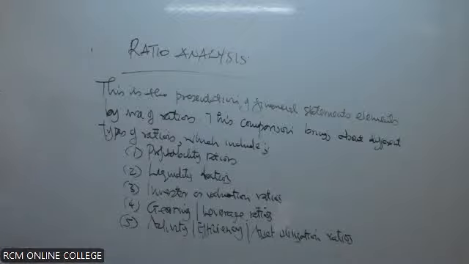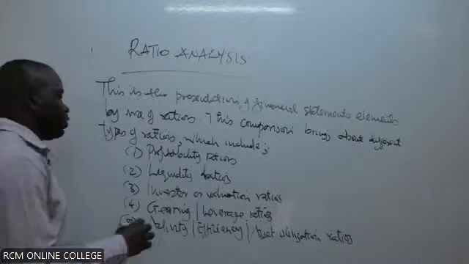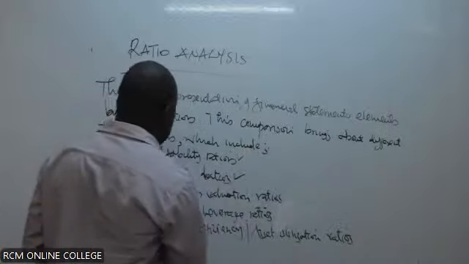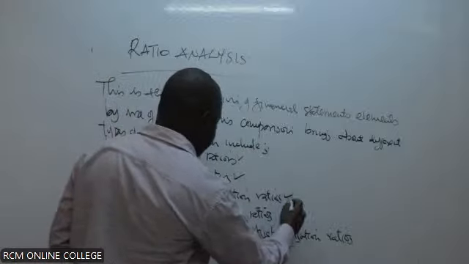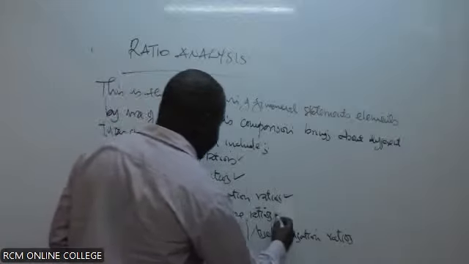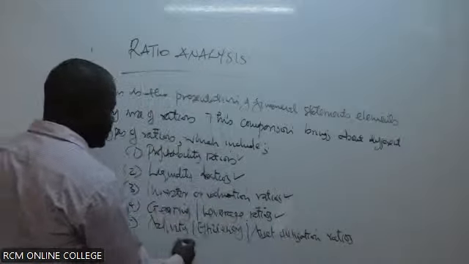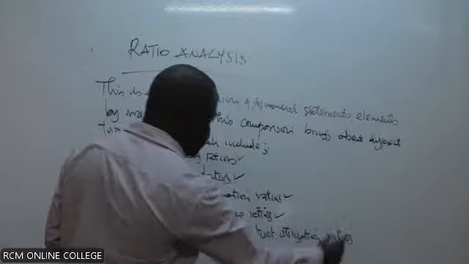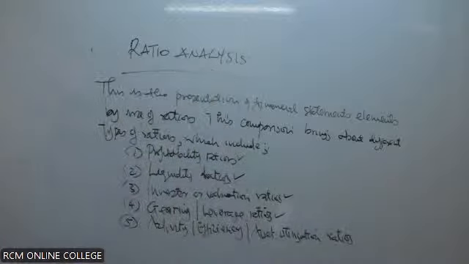There are a number of ratios. There are so many. But we can categorize them as profitability ratios, as liquidity ratios, as investor or valuation ratios, as gearing or leverage ratios, or in this case, activity or efficiency or asset utilization ratios. So those are the types of ratios we can have.